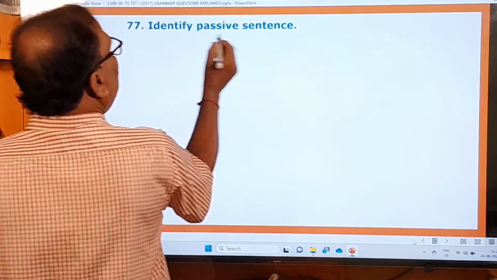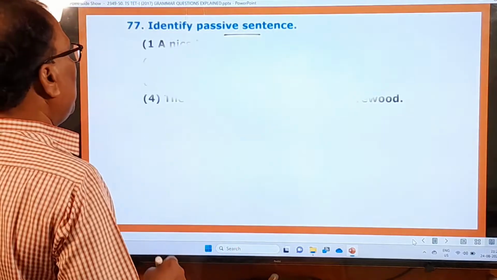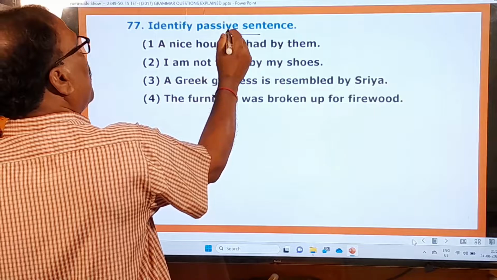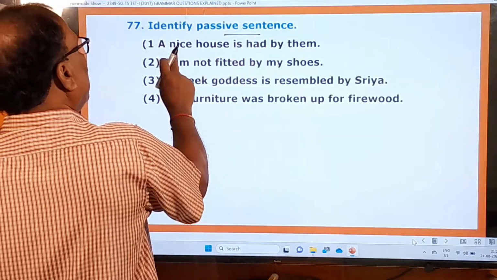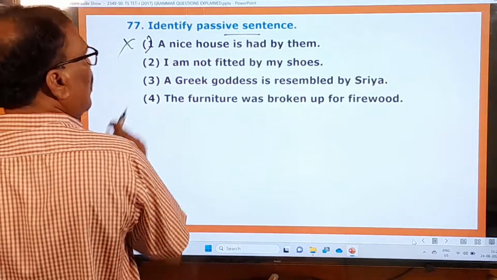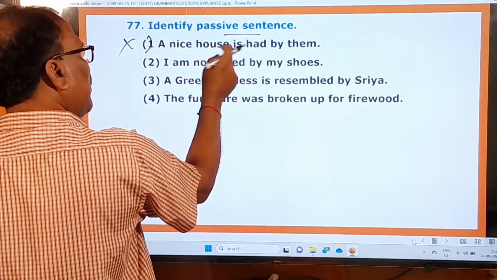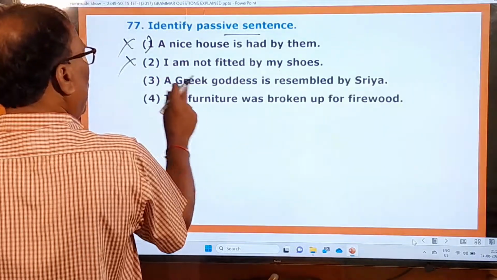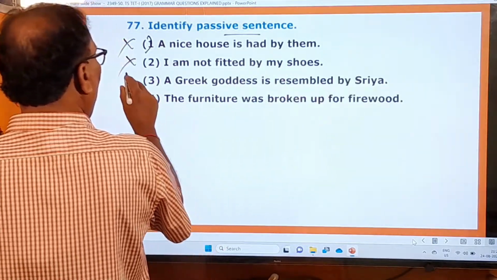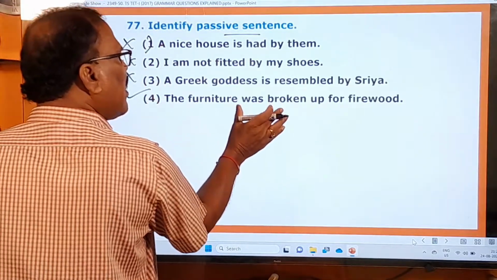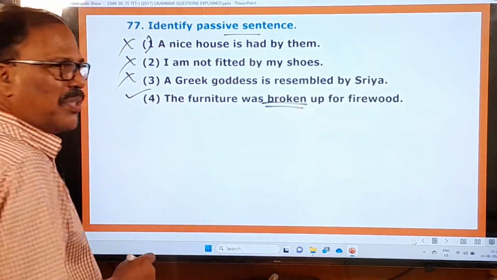77th one, identify the passive sentence. Some sentences are given here, and you have to choose the passive one. A nice house is had by them. Wrong. Though it is given in the passive voice, it's not the right one. I am not fitted by my shoes. Wrong. A Greek goddess is resembled by Shriya. Wrong. The furniture was broken up for firewood. This is the right one. Why this is the right one: because this is a transitive verb.